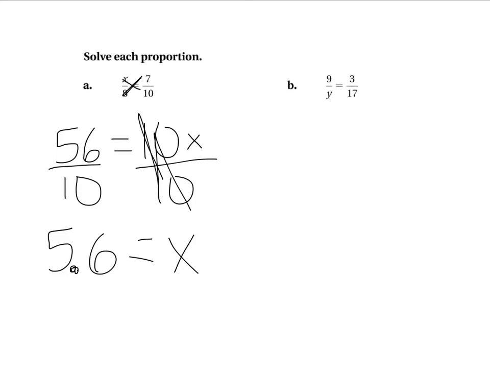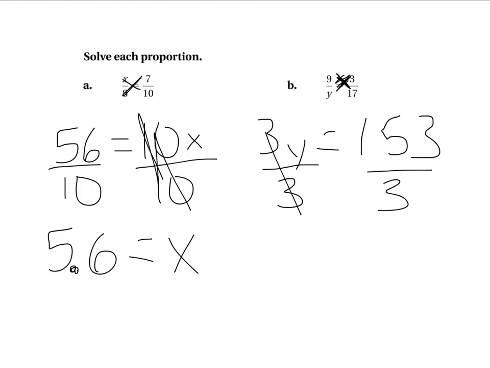The one on the right here, same situation here. I'm going to multiply straight across. Sorry, scribbling here. 3 times y is obviously 3y. 9 times 17 is 153. When I go ahead and I divide by 3 on both sides, I'm going to cancel out that. Y equals 153 divided by 3 is 51. So again, not always an easy way to do this, but cross products always works.